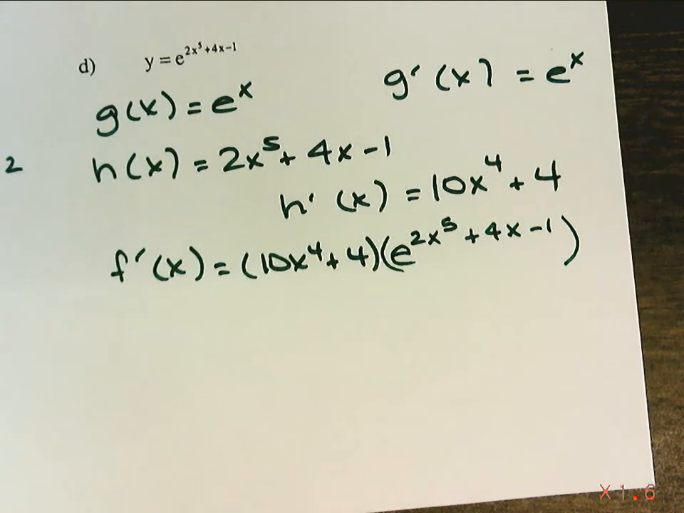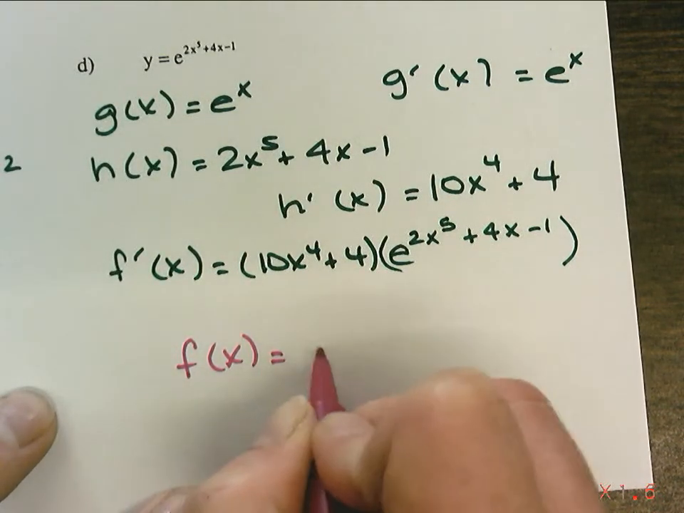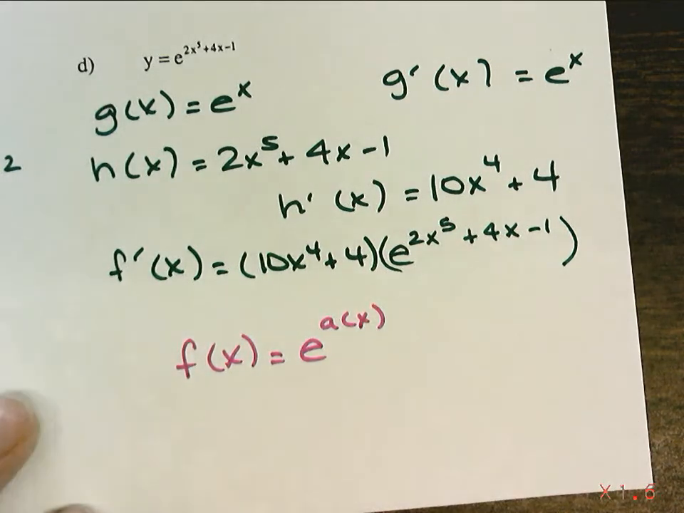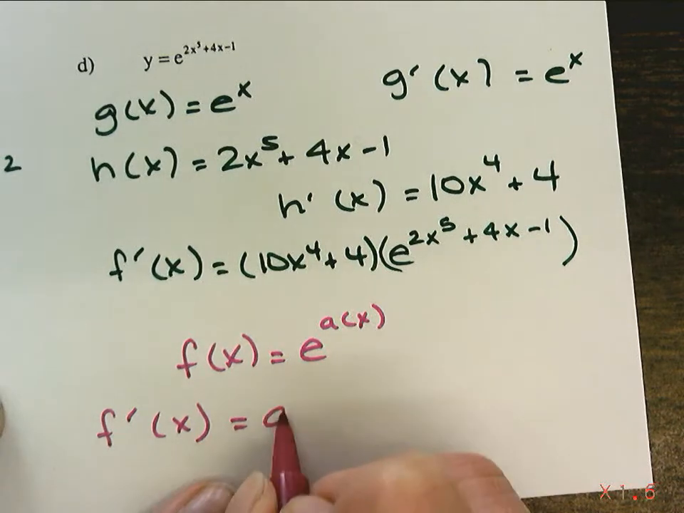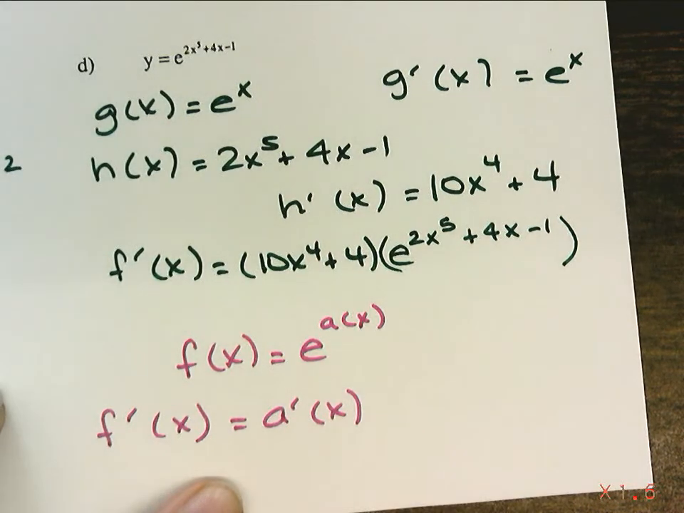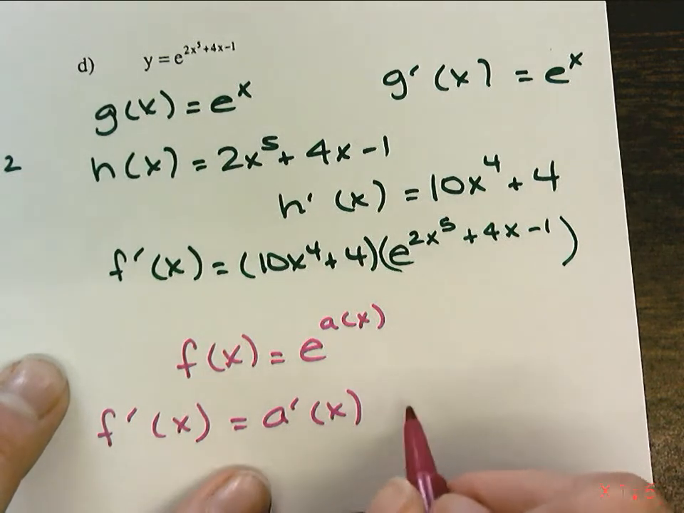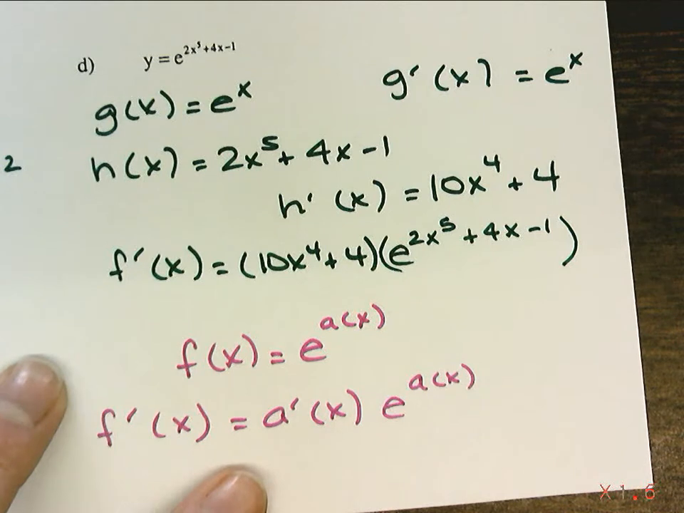So using this, we can find a pattern. So if we know that the original function is f of x equal to e to some function a of x, a shortcut could be that the derivative is the derivative of the exponent times the original e to the a of x.